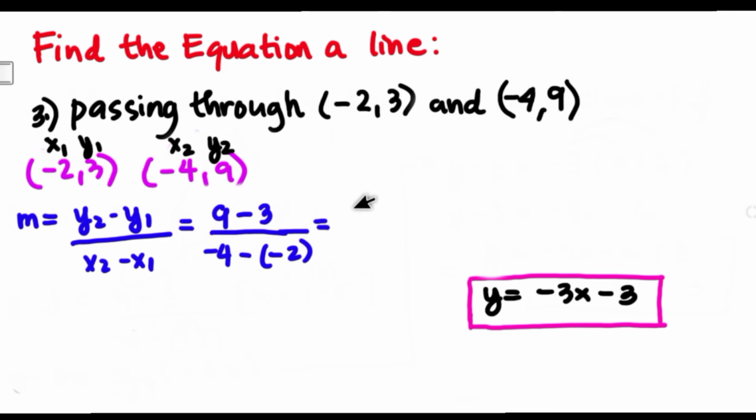And then, 9 minus 3 is 6. Negative 4 minus negative 2 magiging plus, and magiging positive. So, negative 4 plus positive 2 is negative 2. So, the final answer is 6 divided by negative 2 is negative 3. So, the slope is negative 3. Tandaan po natin.